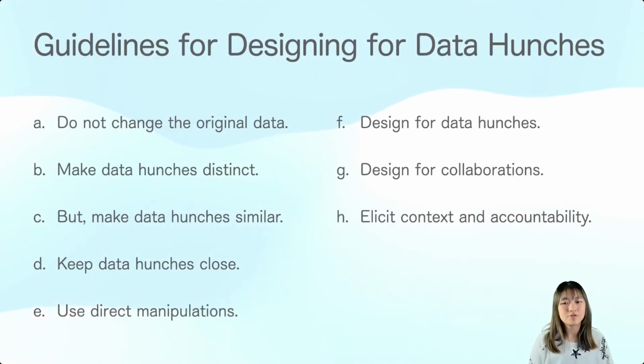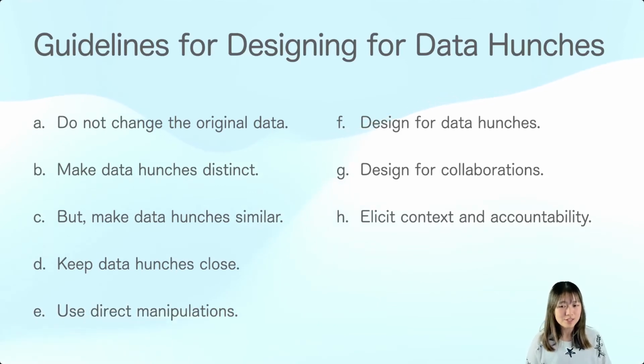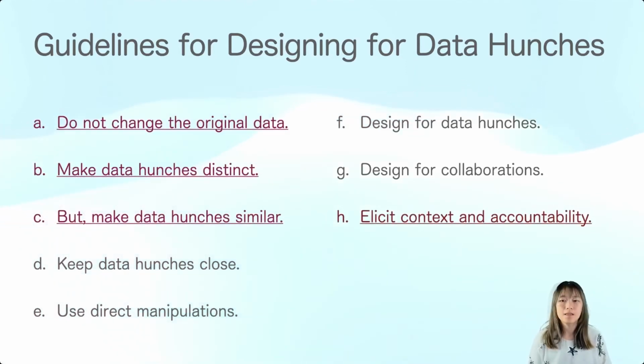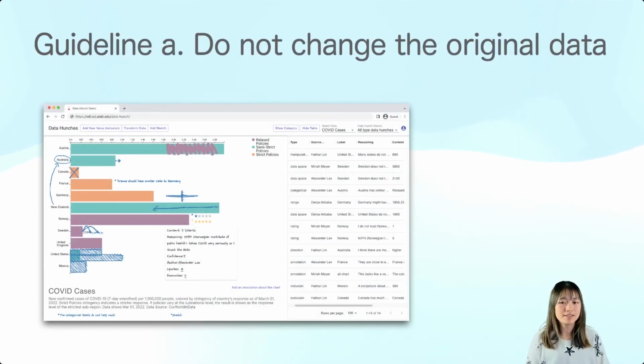From our literature research and the iterative design process for the prototype, we generalized our lessons learned into these guidelines for designing for data hunches. When considering other techniques that were not mentioned or implemented, the techniques should fulfill most of the design principles here. We will go through a few here since time is limited. First off is never change the original data.